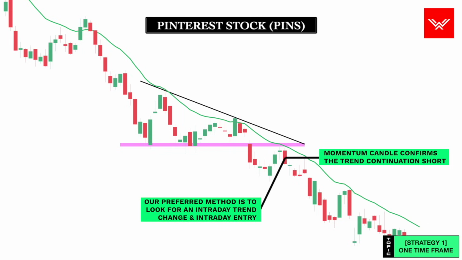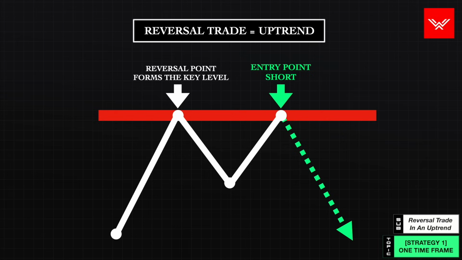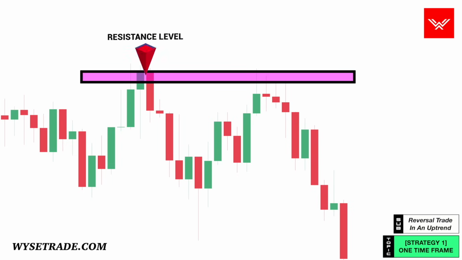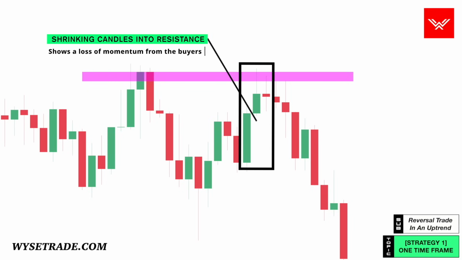So next, a reversal trade in an uptrend. Here is the anatomy of the variation. So let's show this right on the charts. You have your key level of resistance because of this reversal point here. As price approached the level, you had shrinking candles showing a loss of momentum from the buyers, which you like to see, especially when trading counter trend.